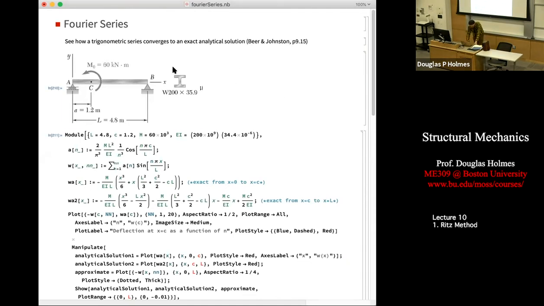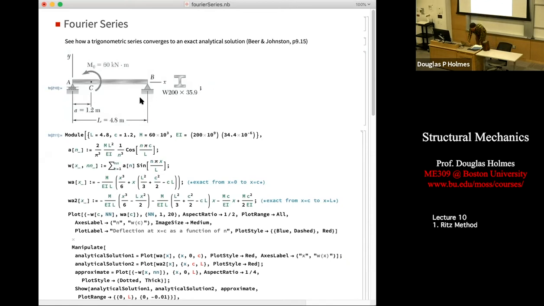This is a problem from your old Mechanics of Materials textbook. It's the same problem we worked on. There's a bar, it's simply supported, there's a moment. It just so happens this one's an I-beam, so we have to know a particular value for I. This problem has an exact solution. That's really useful for us to get an understanding of what it is we're doing approximately.